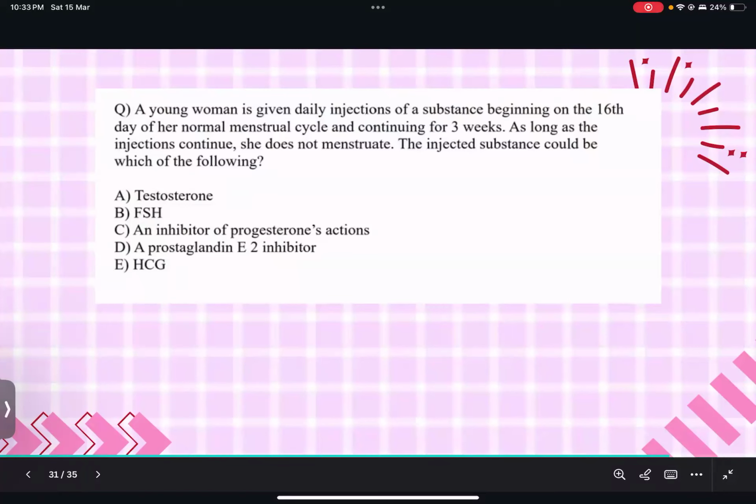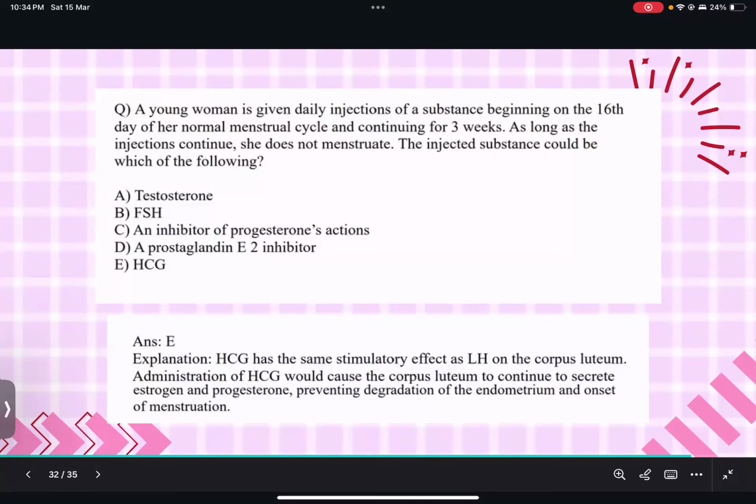Before the last question, I believe: a young woman is given daily injections of a substance beginning on the 16th day of her normal menstrual cycle and continuing for 3 weeks. As long as the injections continue, she does not menstruate. The injected substance could be which of the following? What is stopping the young woman from menstruating? I highly recommend that if you're watching the recording, you stop the video and answer those on your own before I answer the questions. So it's E, human chorionic gonadotropin hormone.